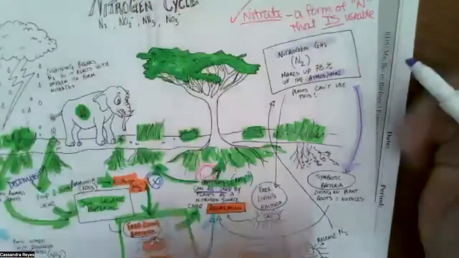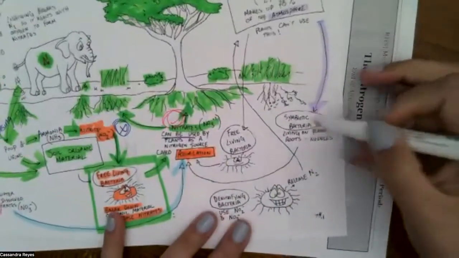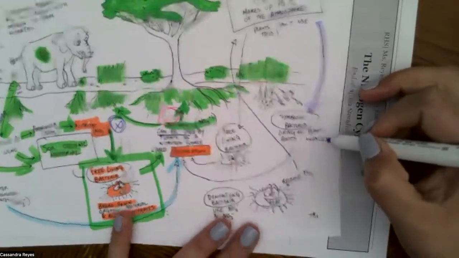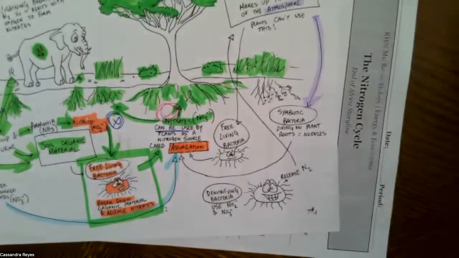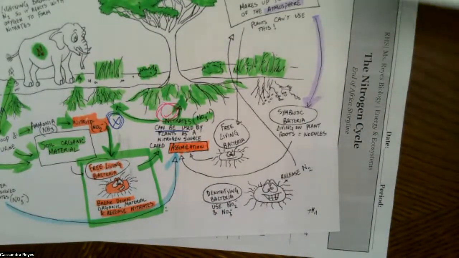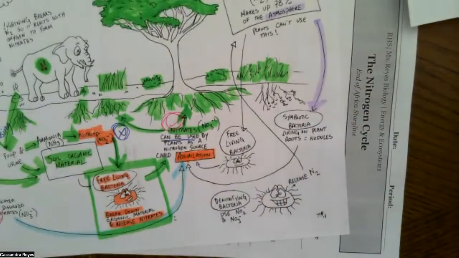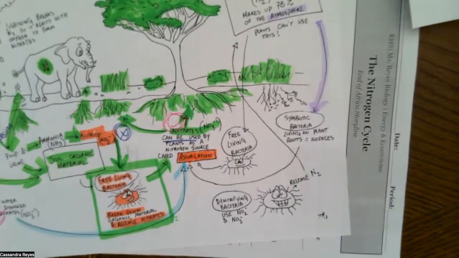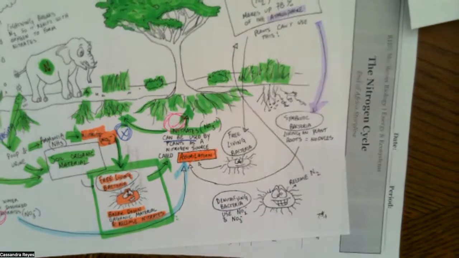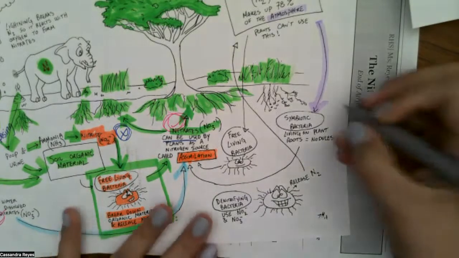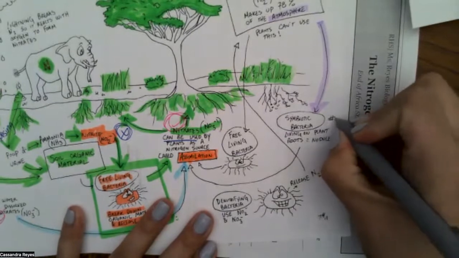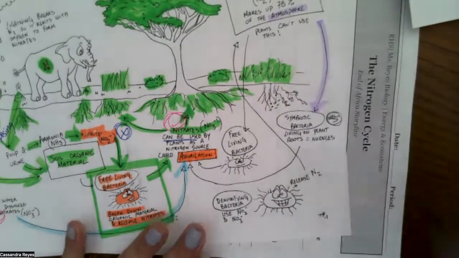Boom. Okay, so basically we are going to have some symbiotic bacteria that is living on our plant roots and nodules. And I'm just going to let you know that question number 5 is going to come to this question right here. Question number 5. Let me get a gray pen. Okay, so think about question number 5 when you guys get here, okay?